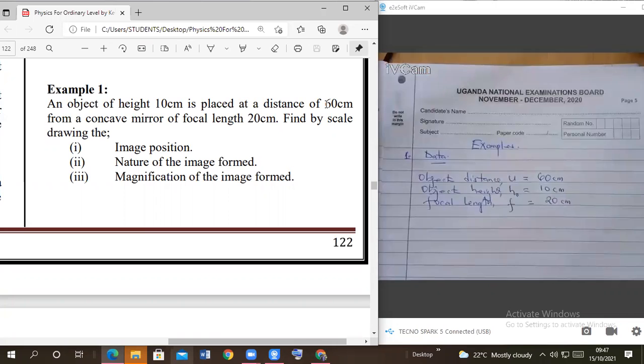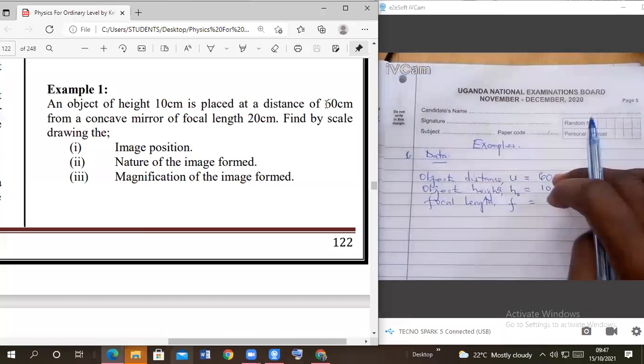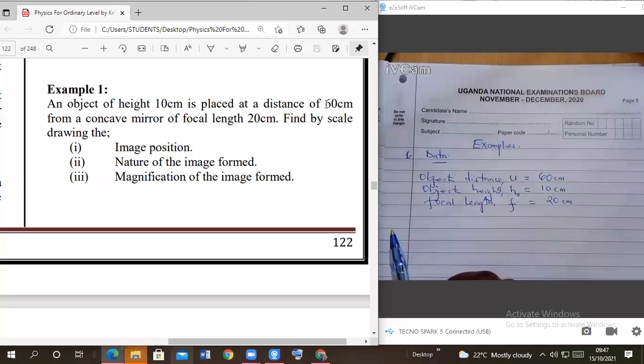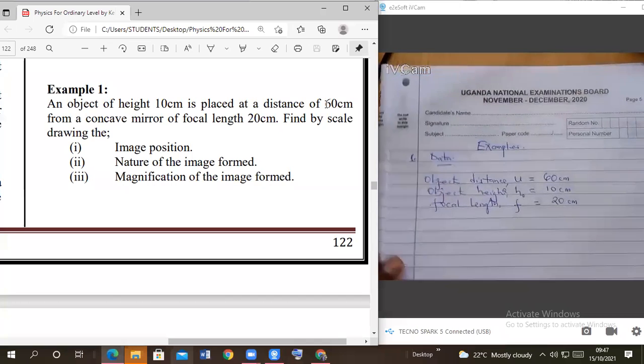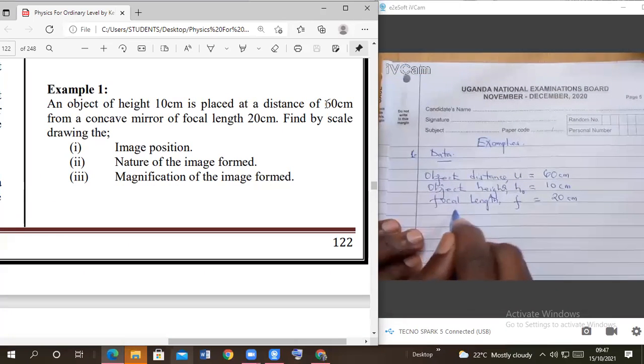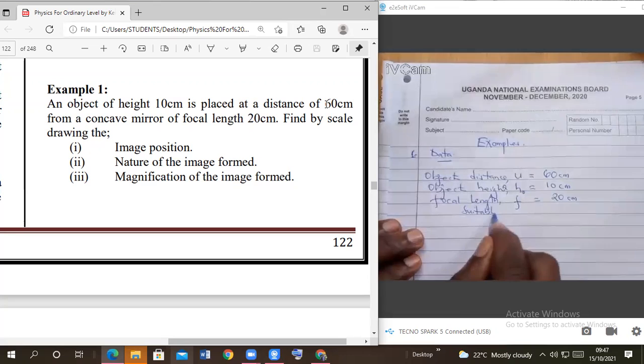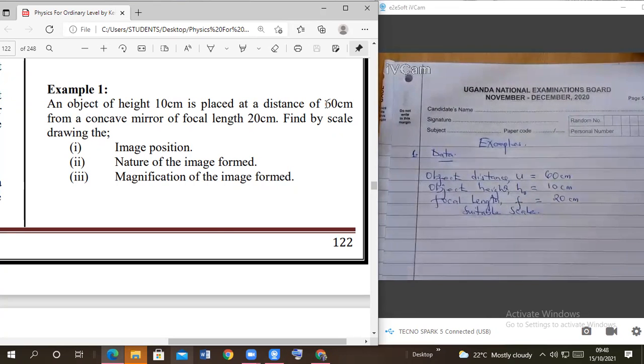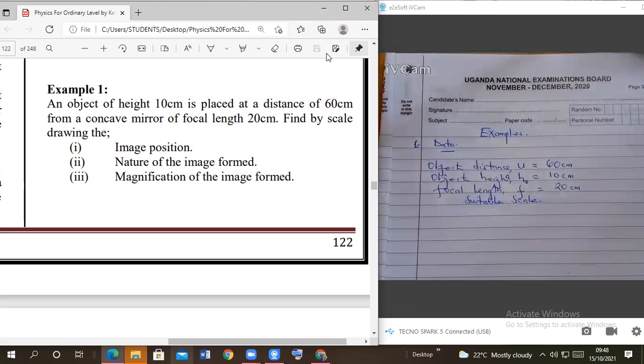Can it fit in our graph paper? No. Can you measure 60? Can you measure 10? Can you measure 20? You cannot. So what do we do? We get a suitable scale. Who can give us a scale we can use here? There's someone to volunteer and give us a scale, please.